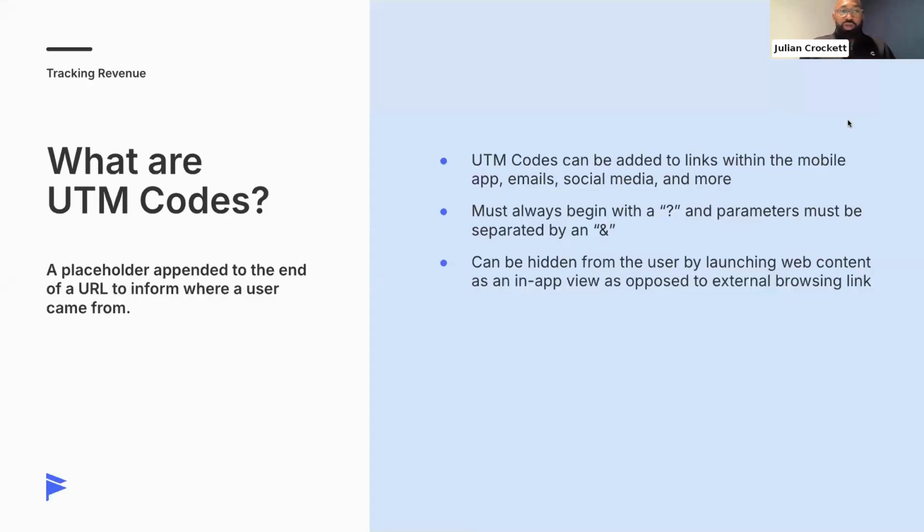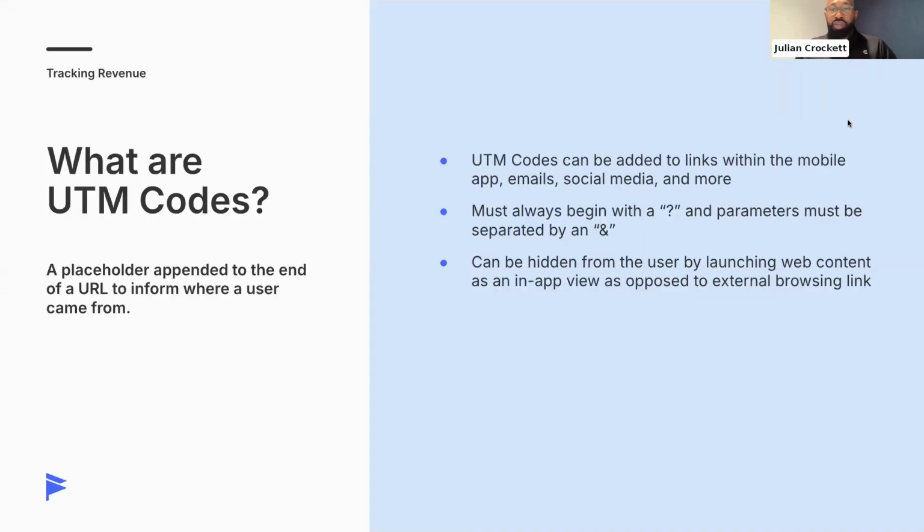Our league, our network, is big, and so we have a lot of turnover, so we have to explain what UTM codes are pretty often. For those that don't know, a UTM code is basically a placeholder that's appended to the end of a URL or a hyperlink that'll tell you where your traffic is coming from. UTM codes can be added to links on mobile apps, emails, social media, pretty agnostic to the channel. But you'll add it to the end of a hyperlink.